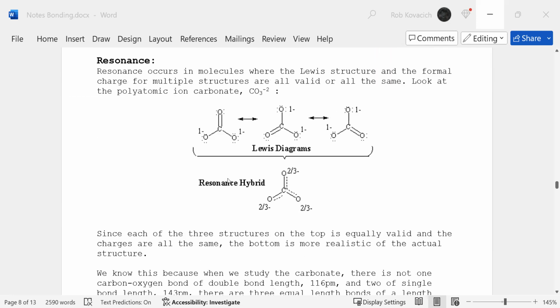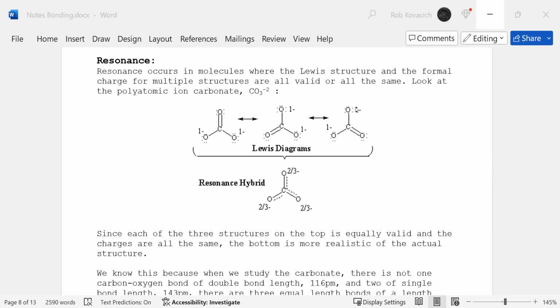So let's talk about resonance. Resonance is when a molecule makes more than one structure and none of the structures is any better with their formal charges. So all of the structures exist at the same time. What I mean by that is the electrons end up being shared in a way that you wouldn't expect. So here's carbonate. Carbonate is one of the many polyatomic ions that we have memorized. The Lewis structure for carbonate could look like this. It could look like this, or it could look like this.